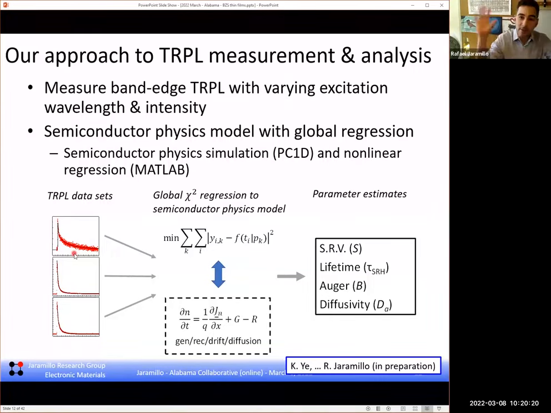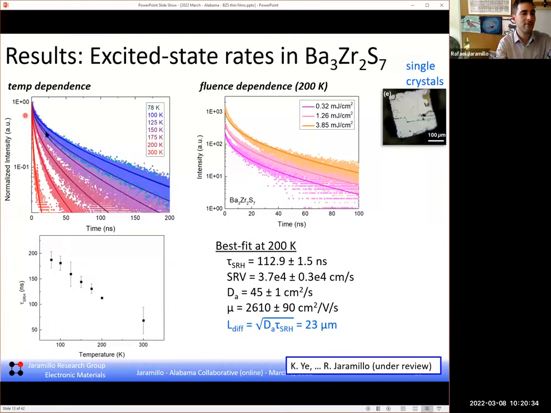So now we can take a bunch of TRPL data and refine a semiconductor physics model to it and actually get key parameters out. So that's satisfying to me. If you don't know what that is, then it's fine. You can skip it, because it's satisfying to me. It doesn't have to be satisfying to everybody.